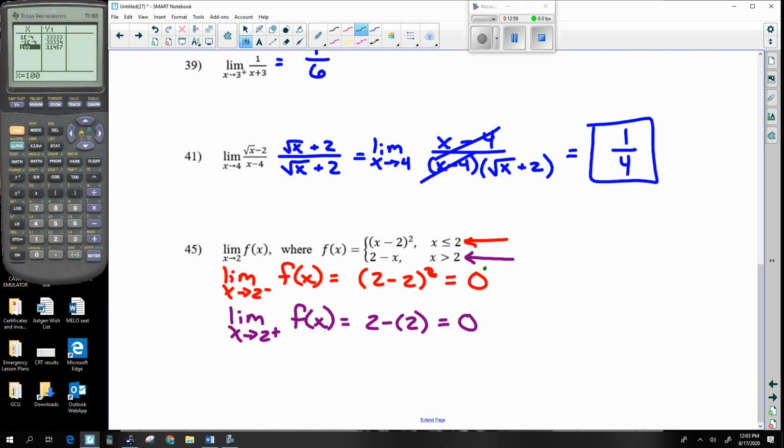What I notice is the limit left and limit right are both the same. That implies that the limit itself is indeed equal to 0. So limit left is equal to limit right. If those answers had been different from each other, then the limit itself does not exist.